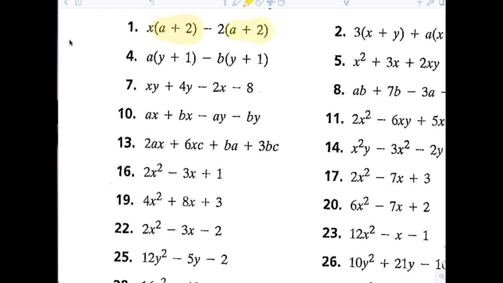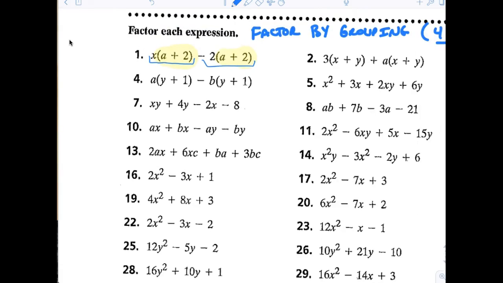We're going to go back to when I first started teaching you about factoring the buckets. In those 2 buckets, what is common? The a plus 2. So you're removing the a plus 2. When you remove the a plus 2, what is left behind? The x minus 2. I agree with you. It's very, very easy.